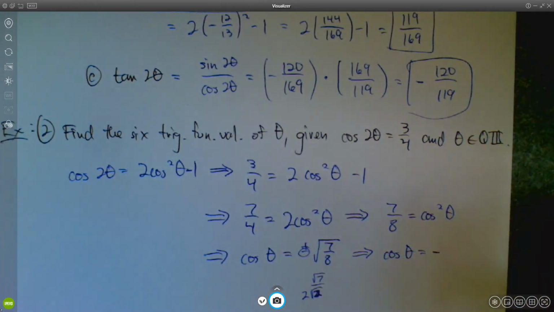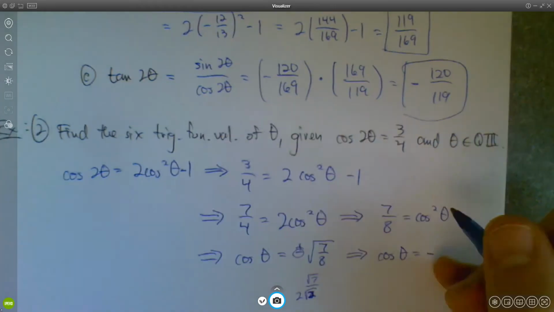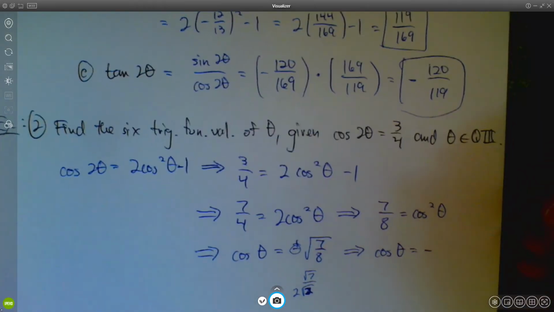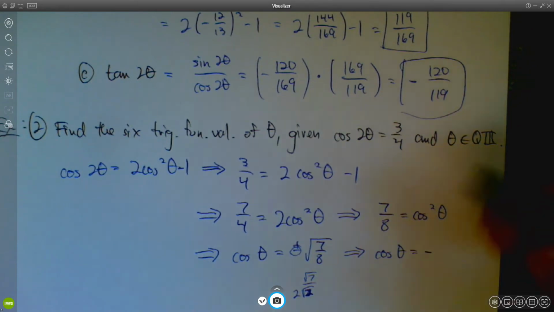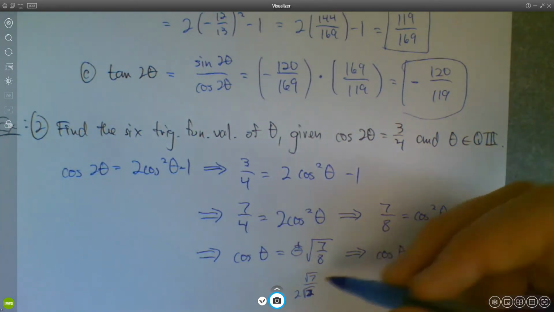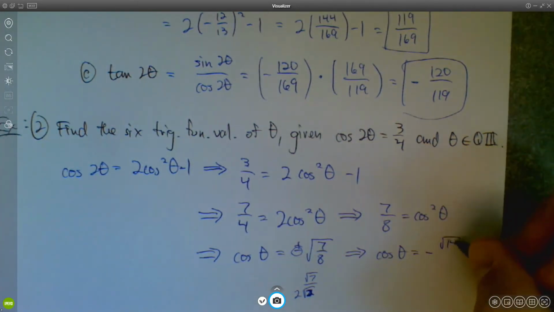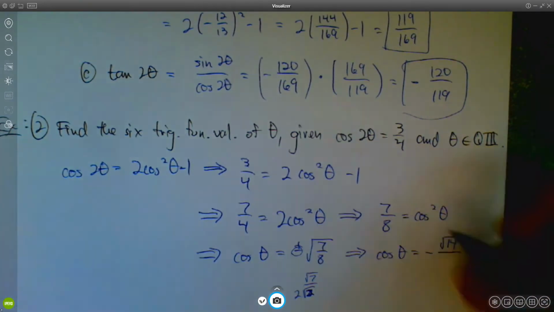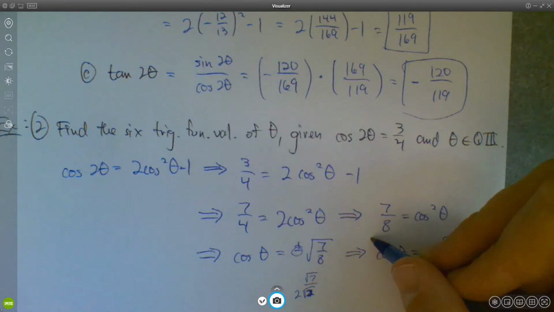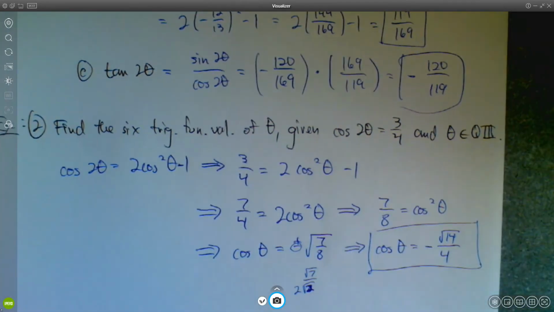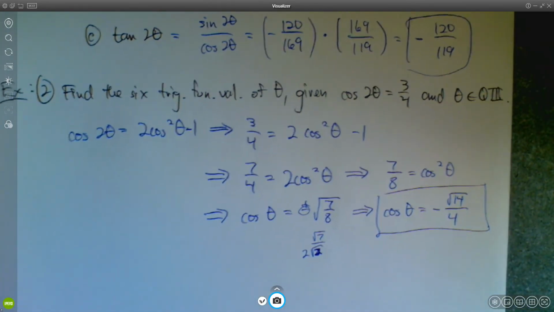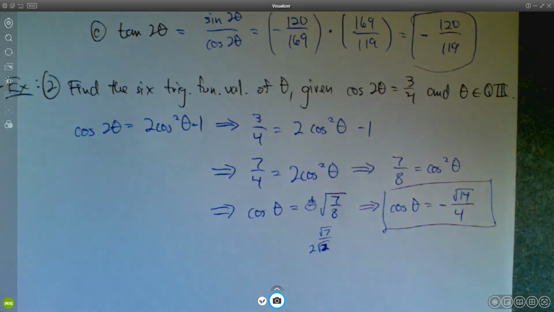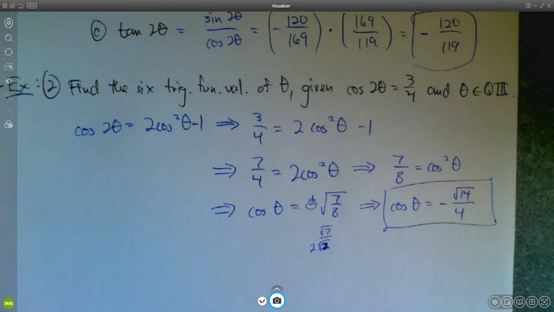And then if I, well, I don't know, I don't want to get too carried away trying to rationalize this stuff. But if you rationalize it, you could multiply by root 2 over root 2. You'd get root 14 over root 2 times root 2 is 2, and 2 times 2 is 4. So that would be the rationalized version of cosine theta. And then you can find the other trig functions from there.